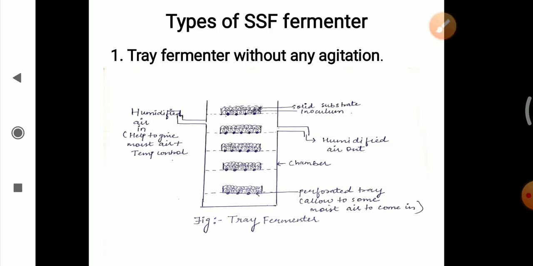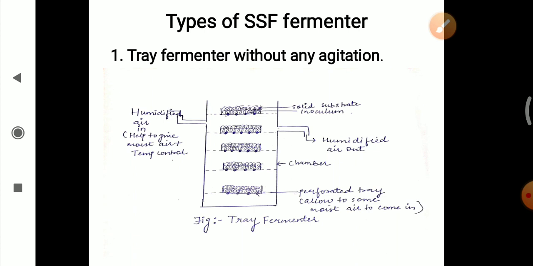Now here are the types of SSF fermenter. We will study three types of SSF fermenter. First, tray fermenter without any agitation. Second, rotary drum fermenter with continuous and slow agitation. And the third one, column fermenter with forced aeration, that we will see. The name itself says many things. Tray fermenter without agitation, because we are not providing any agitation.